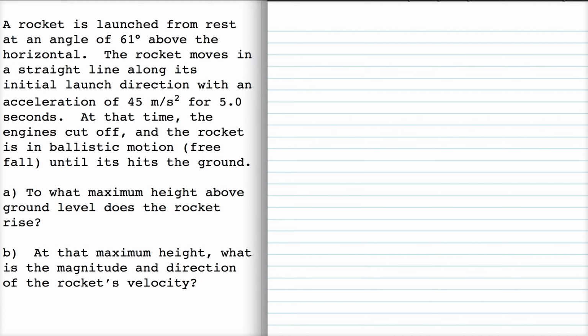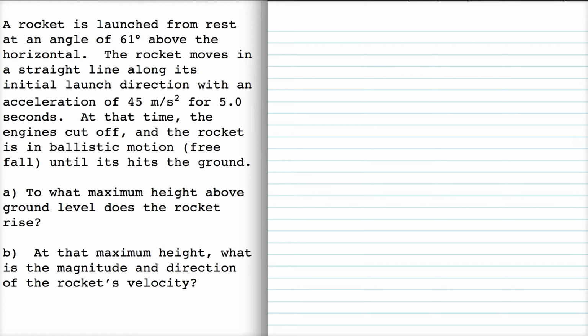Okay, we've got a ballistic motion problem in two parts, with two different accelerations, so we're definitely going to have to split it up. If you haven't already tried to work this problem, I suggest you do so before watching the video. I'm going to start with part one, which is the straight line motion of the rocket.